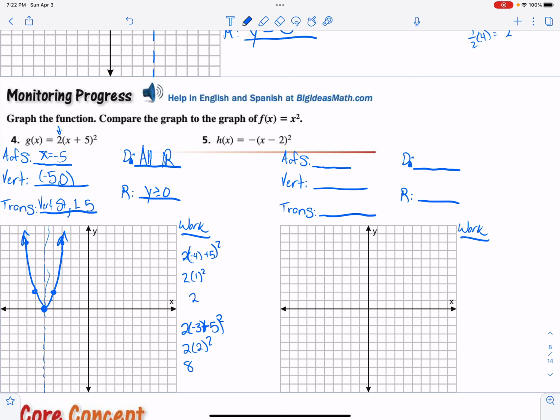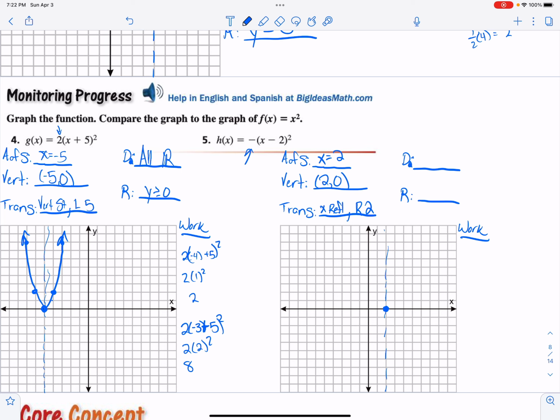Our axis of symmetry on the next one, because it's -2, is actually going to be +2. When we plug in 2, we're still going to get 0. So our axis of symmetry is equal to 2, and we're going to get (2, 0). Our transformations: there's no stretch or shrink, but there is, because of that negative sign, an x reflection. And again, we moved right 2.